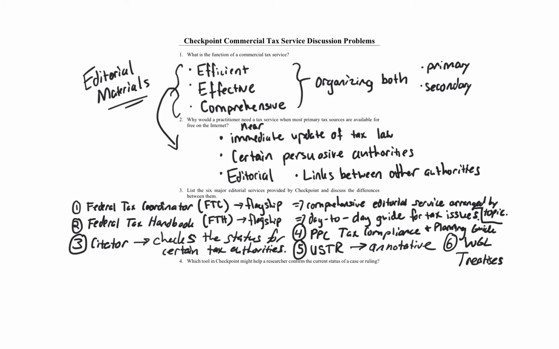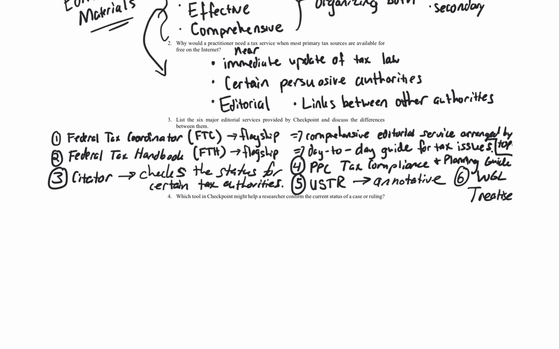Okay, let's go on to question 4. Which tool in Checkpoint might help a researcher confirm the current status of a case ruling? Okay, so we just talked about that. We just talked about number 3, it's the citator. So the citator is definitely what we look at.